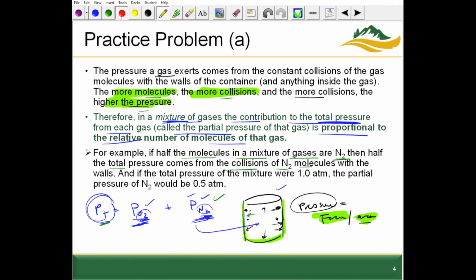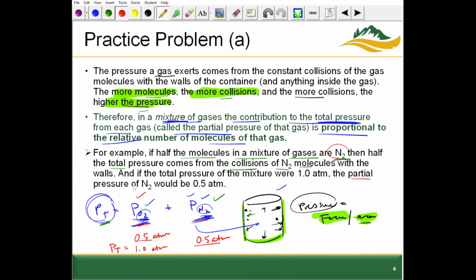So if we have a mixture of oxygen and nitrogen and we're told that half of the molecules present are nitrogen, then for instance, if we knew this pressure was 0.5 atmospheres, the other half of the pressure has to be from oxygen. That also has to be 0.5 atmospheres. That leads to an overall total pressure of adding these two together. So the total pressure would be 1 atmosphere: 0.5 atmospheres from the nitrogen molecules, 0.5 atmospheres from the oxygen molecules.